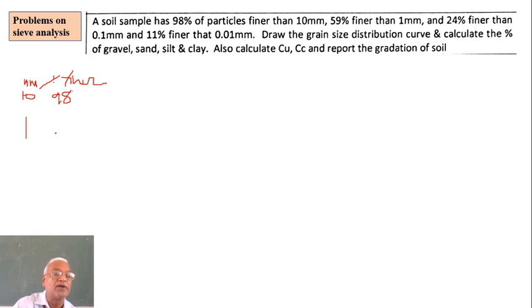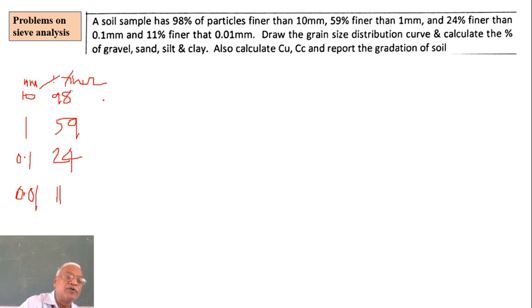So if I say 1 mm here it is 59%. And 24% finer than 0.1 mm. So if it is 0.1 mm here, 24% is the data. And 11% finer than 0.01 mm. So here 0.01 mm, and correspondingly about 11%. Now draw the grain size distribution curve and calculate percentage of the gravel, sand, silt and clay. Also calculate Cu, Cc and report the gradation of soil.